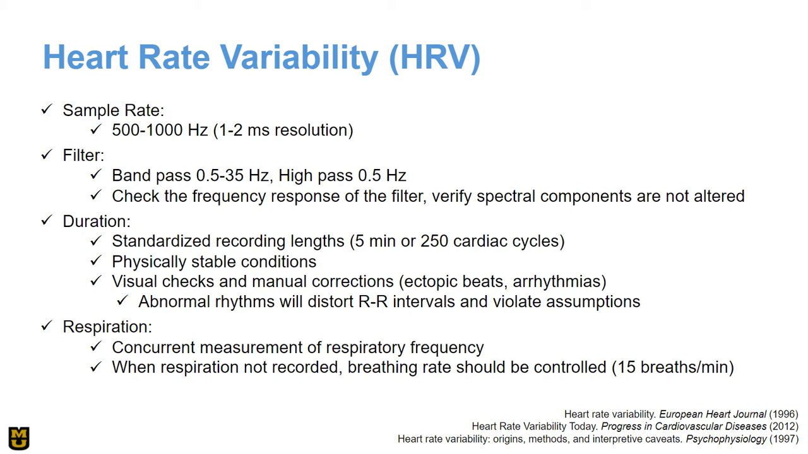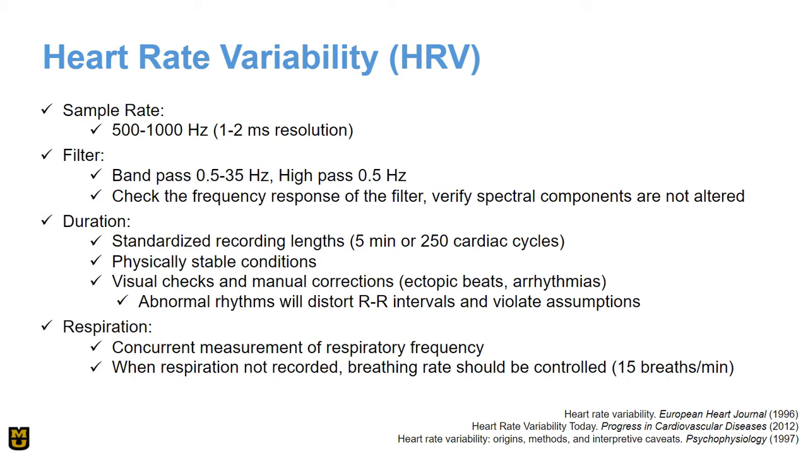You also need these physically stable conditions. And I think I hammered that point pretty hard in the earlier portion of this presentation. Your participants can't be talking, you can't be startling them during the testing, or you really need to start over again. The other thing you need to do is do some visual checks and manual corrections of your data, because if you have any sort of ectopic beats or arrhythmias, these abnormal rhythms will distort the R intervals and it'll violate the assumptions of the analysis.